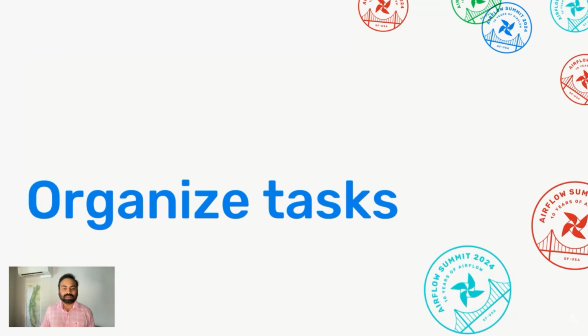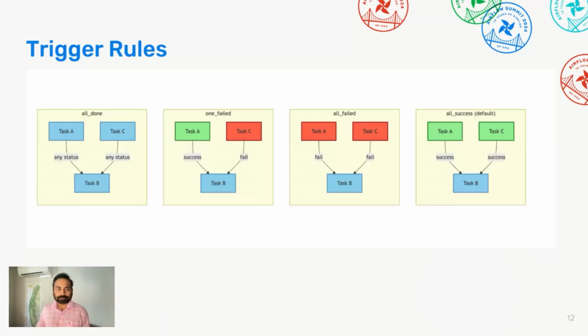Next, we'll look at different ways of organizing our tasks within a DAG. One of the first things I would like to focus on before we move to the organization is trigger rules. Trigger rules are really important in Airflow. They are typically defined on a downstream task, which has a dependency on upstream tasks.